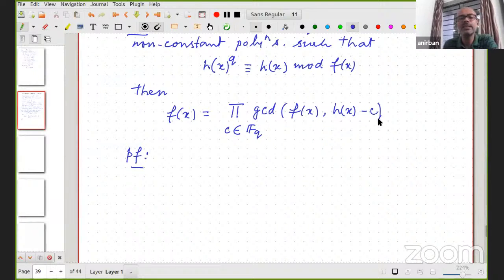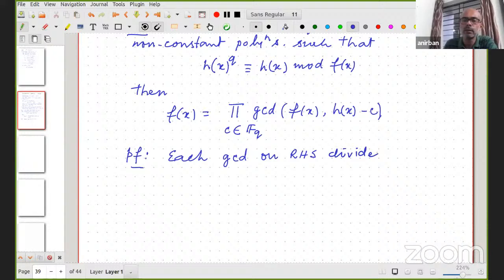Just note that each of these GCDs of course divides fx, because this is the GCD of fx with some other polynomial, so that is definitely dividing fx. So each GCD on the right hand side divides fx. Of course, that does not mean that the product also divides. So that's what we have to show.